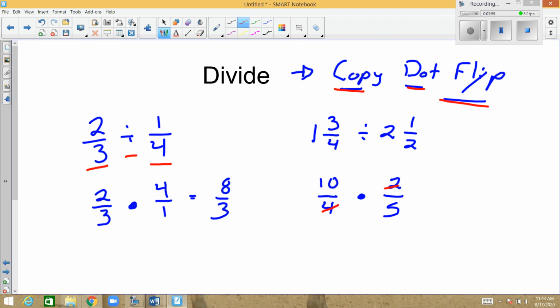I can get a 2 out of both top and bottom there, which gives me 1 and 2. I can get a 5 out of both top and bottom there. So this becomes 2, that becomes 1. And if I wanted to, I could do it one more time and say 2 over 2 is 1 over 1, and everything there is now reduced. Anything divided by itself is 1, or 1 times 1 is 1 on the numerator and 1 times 1 is 1 on the denominator.